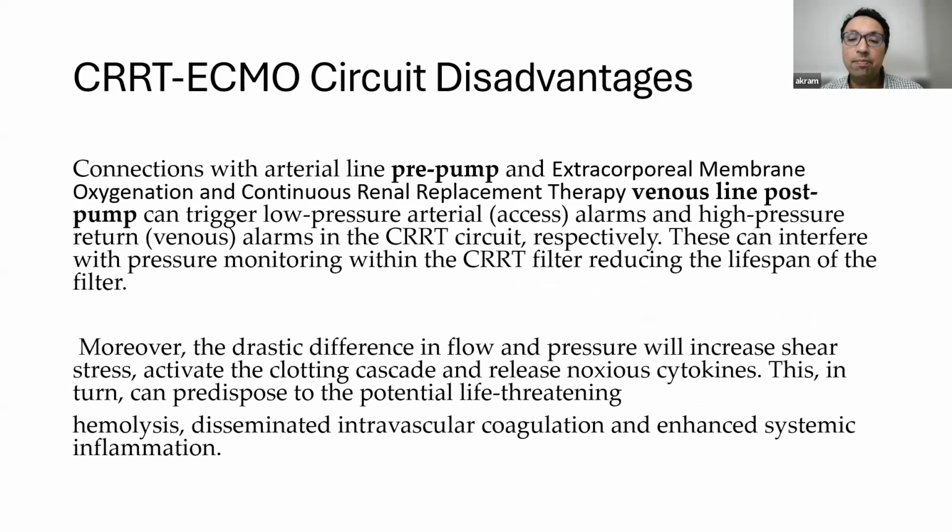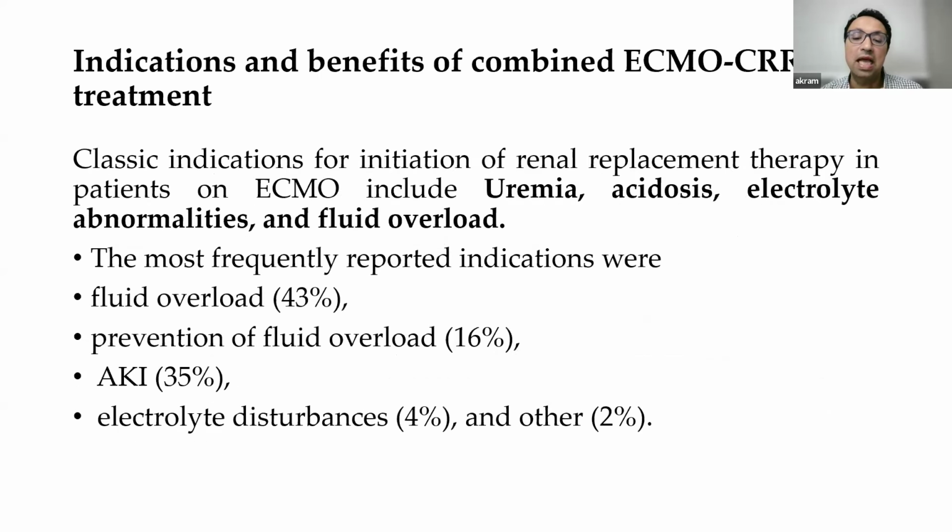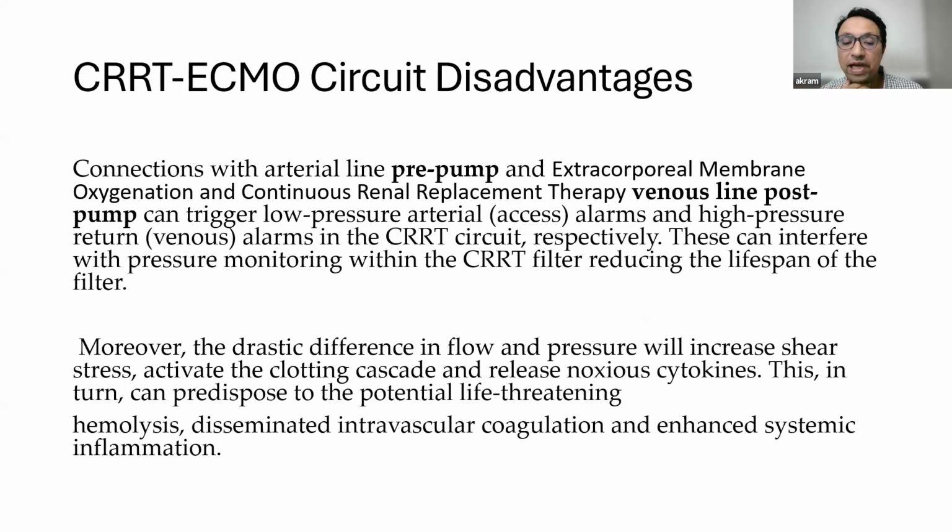Connections with the arterial line pre-pump of the extracorporeal membrane oxygenation and the CRRT venous line post-pump can trigger low pressure arterial or access alarms and high pressure return venous alarms in the CRRT circuit. And there is also another biological factor, which is that the difference in the flow and pressure will increase the shear stress on the blood, activating the clotting cascade and releasing noxious cytokines. This in turn can predispose to potentially life-threatening hemolysis, DIC, and enhanced systemic inflammation.